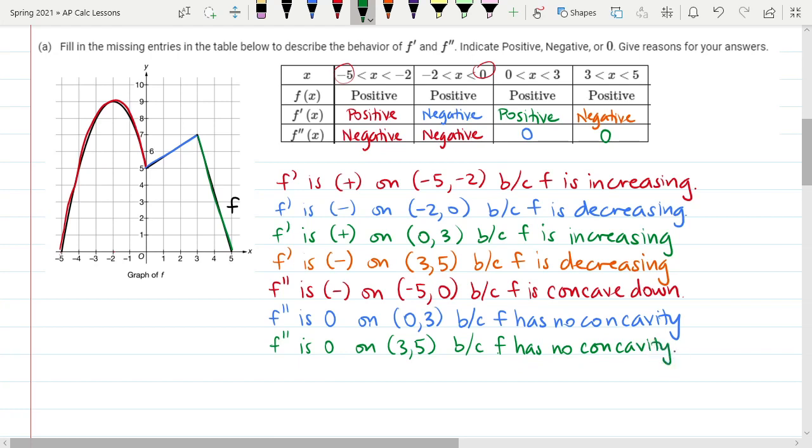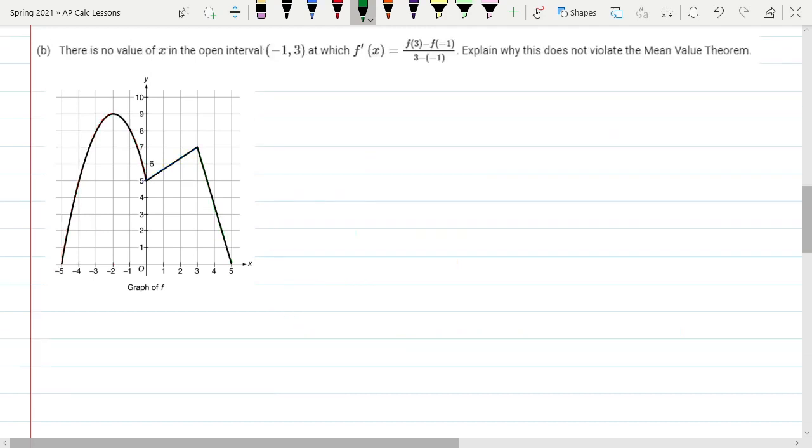Okay. So again, that's how we can use the graph of the original function to think about what the values of its first and second derivative would be based on the behavior of f. Okay, now there is no value of x in the open interval -1 to 3 at which f prime of x equals f of 3 minus f of -1 over 3 minus -1. Explain why this does not violate the mean value theorem.